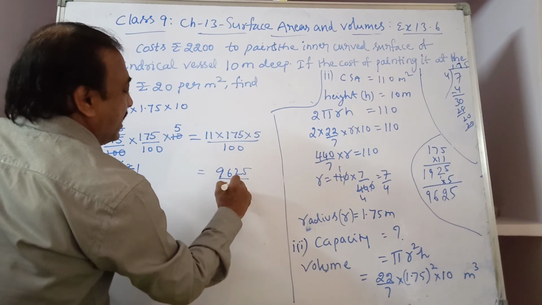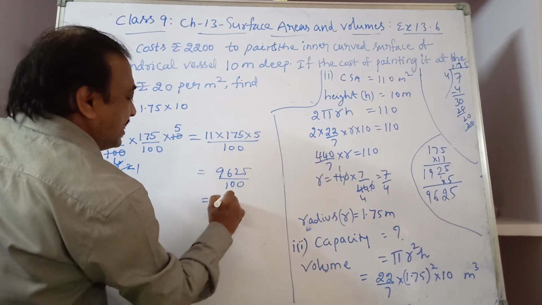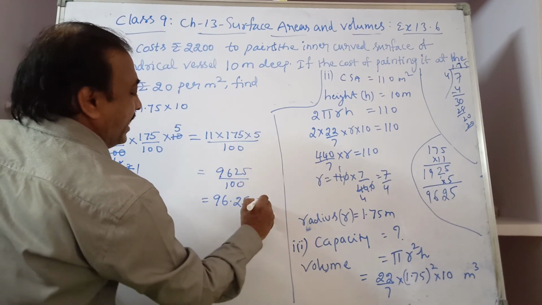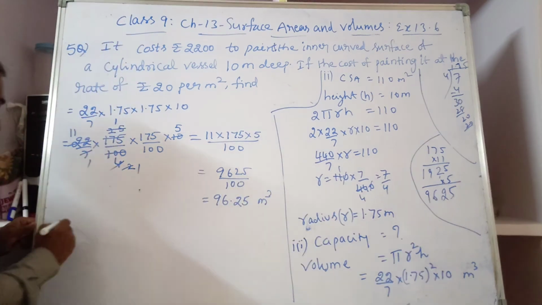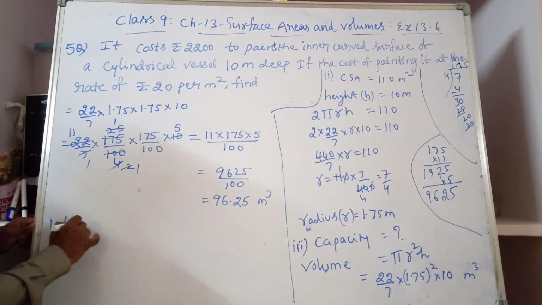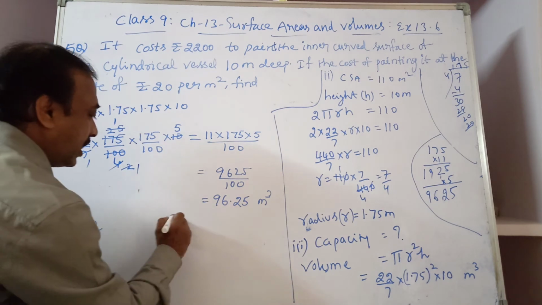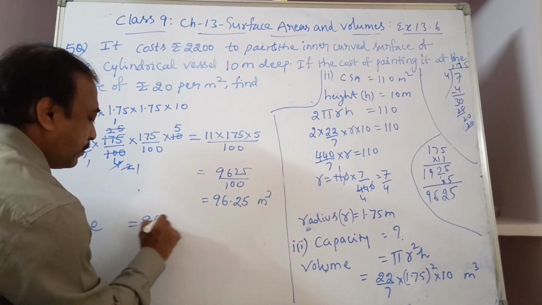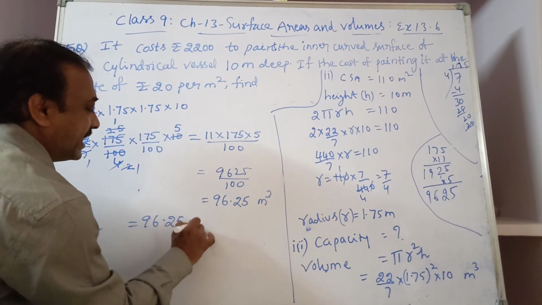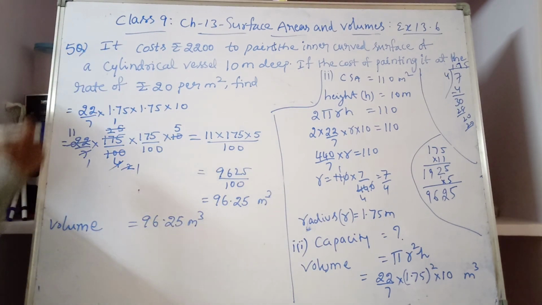9625 by 100, which can be written as 96.25 meter cube. So the volume is 96.25 meter cube, but he is asking capacity.